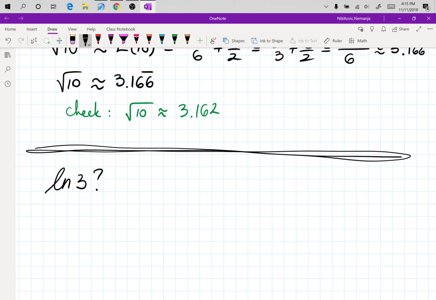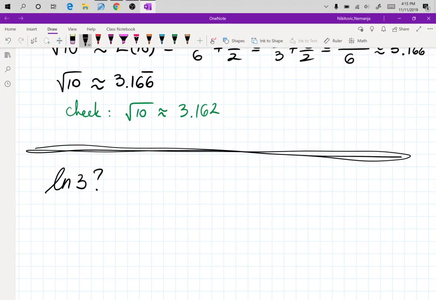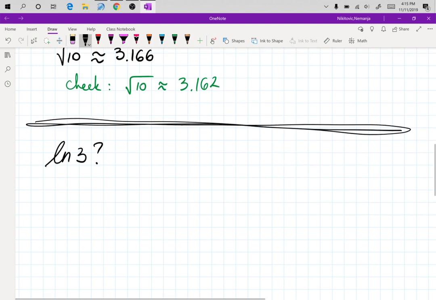0 will give you negative infinity. ln of 10 we can't compute without a calculator. ln of 1 is 0. Okay, that's the one. But is there something closer? ln of 2 can't be computed without a calculator. e. ln of e is 1. e is close to 3 because it's 2.7.